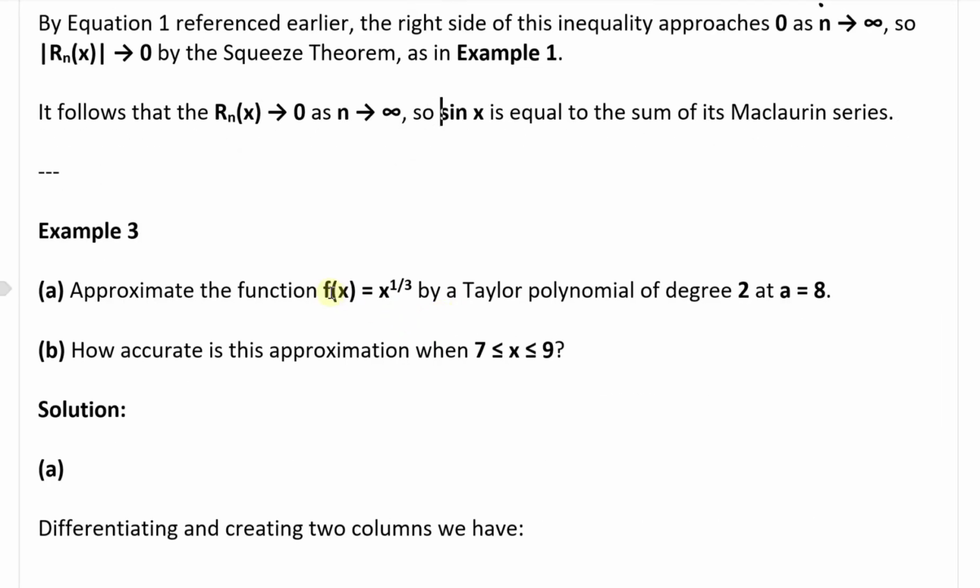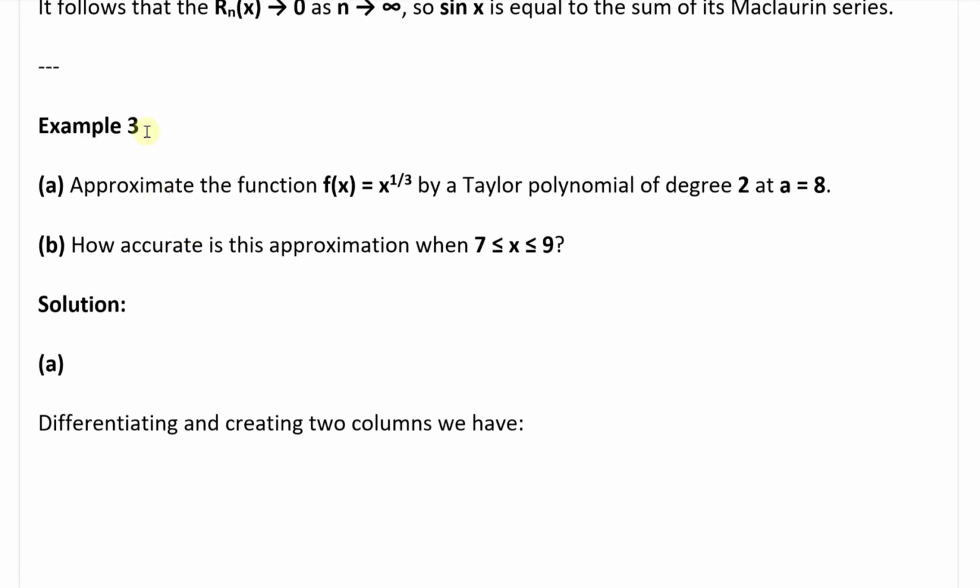Alright, now let's look at one more example to end this video. Example 3, part A: approximate the function f of x equals x to the power of 1 over 3, or the cube root of x, by a Taylor polynomial of degree 2 at a equals 8. Part B: how accurate is this approximation when x is between 7 and 9, or 7 is less than or equal to x and less than or equal to 9. So let's look at the solution.